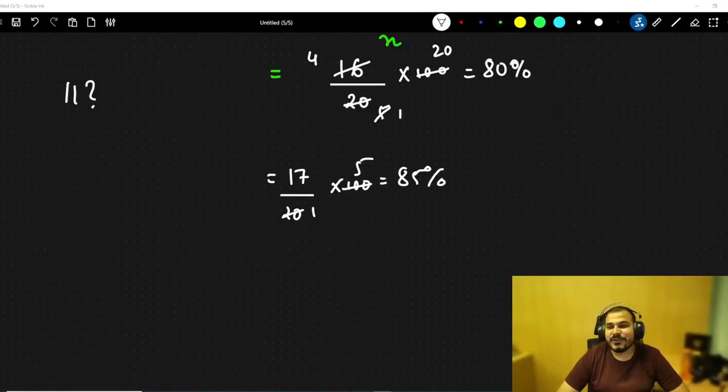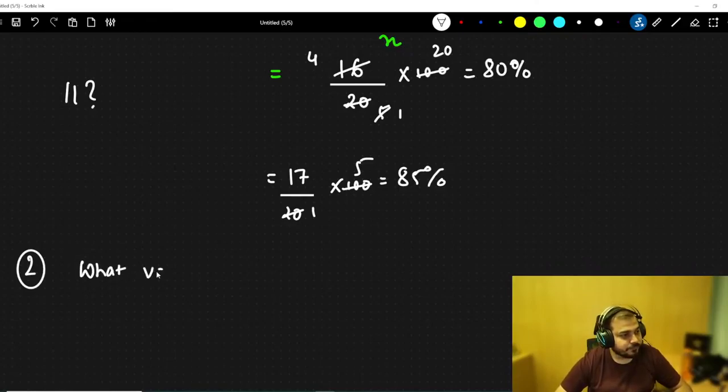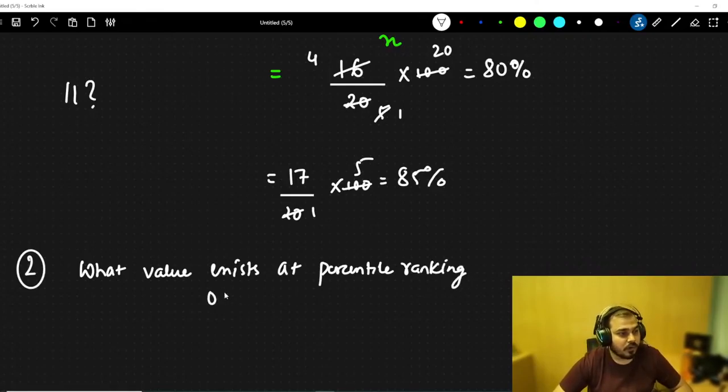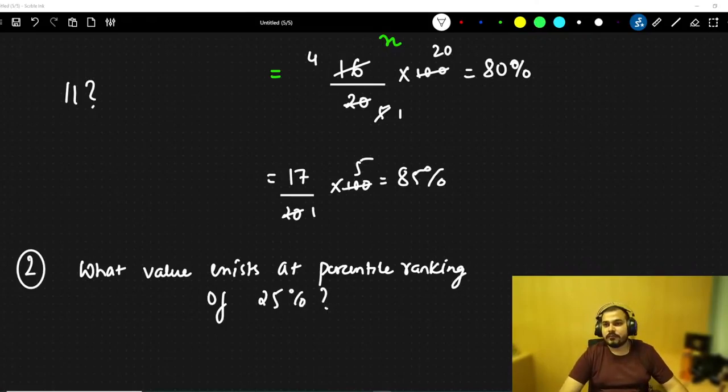Okay, now let's do the reverse of this. So, from this particular distribution, what value exists at the percentile ranking of 25%? So, this is my question. Yes, we need to sort the numbers.